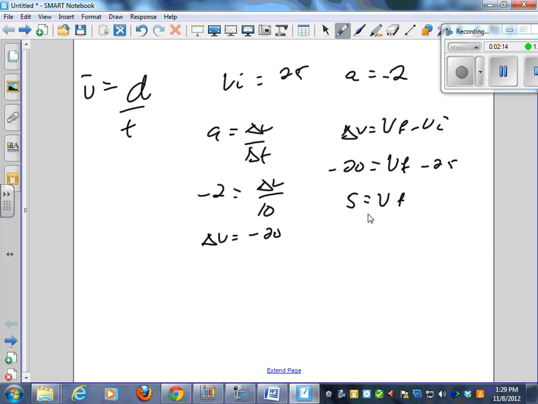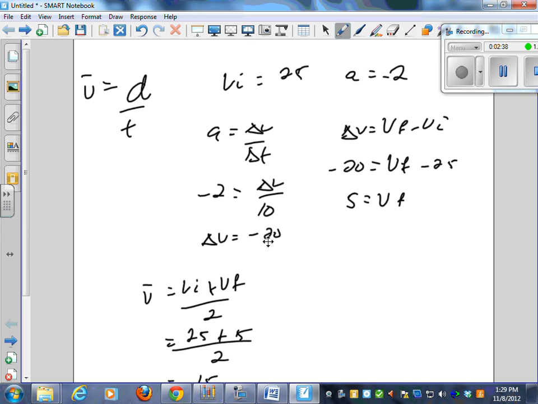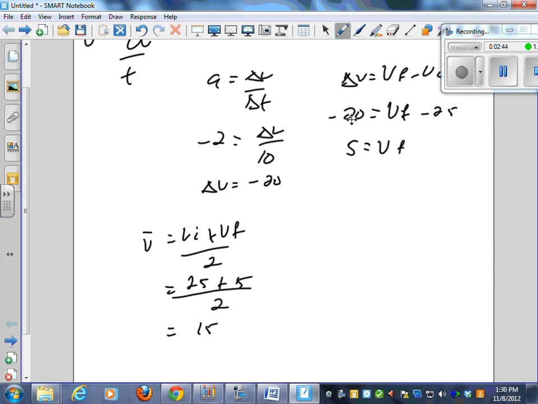And now I can go V bar is VI plus VF all over 2. 25 plus 5 divided by 2, giving me 30 over 2, or 15. My average velocity is 15. You'll notice that my initial velocity was 25, my final is 5, my average is 15, and my delta V is minus 20. All 4 V's are 4 different numbers. Only in some cases are some of them equal to each other. So make sure you know that.